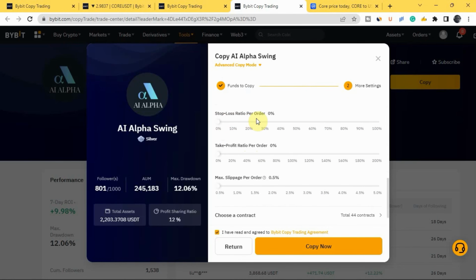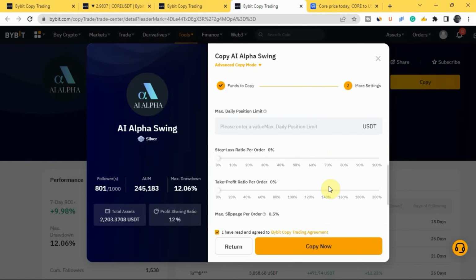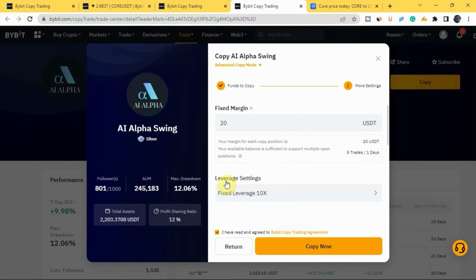And where you have the stop loss ratio per order, take profit ratio per order, and maximum slippage per order, these ones right here, leave them, because it won't really be as if you are copying the trader. It will even be as if you are trading on your own, which does not make any sense if you are using the copy trading platform. So once you've entered your leverage settings right here, your fixed margin, and the funds to copy, you are good to go.